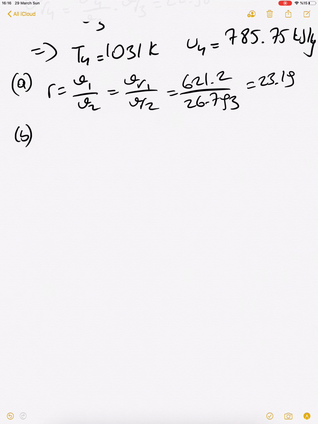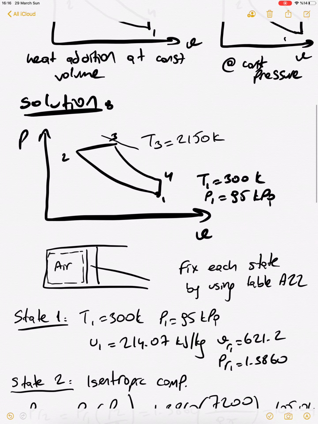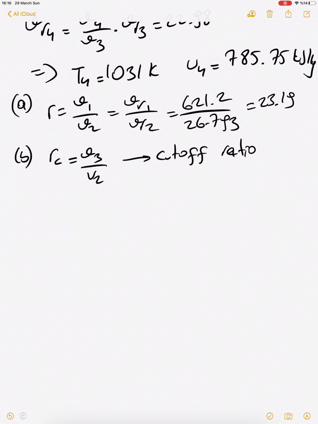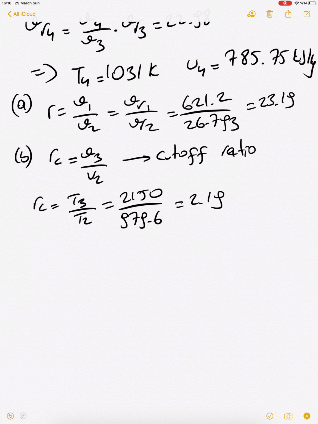Cutoff ratio is defined as rc equals V3 over V2. This is the cutoff ratio, and this ratio is specific only to diesel engines. And rc is also equal to T3 over T2, which is going to be equal to 2.19. This is the cutoff ratio.